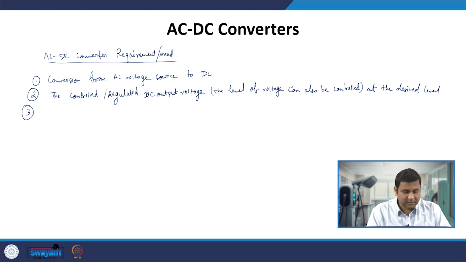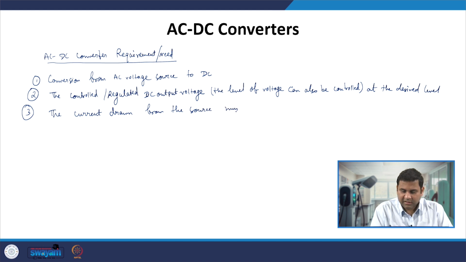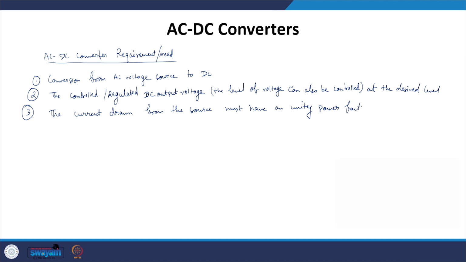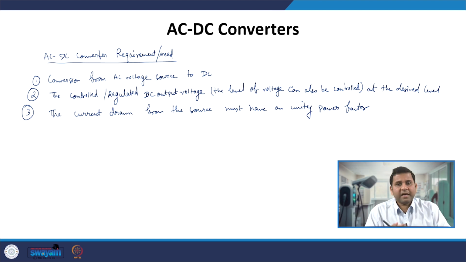Now, while doing this, you also want the current drawn from the source to have a unity power factor. That means you are converting an AC voltage into a DC voltage and feeding it to the load, and you are making sure that the current you are drawing from the source has a unity power factor.